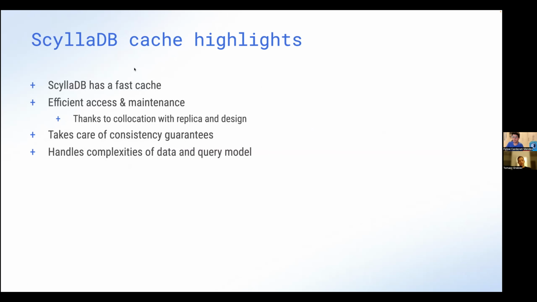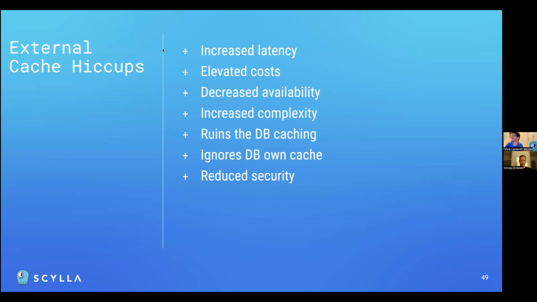So to sum up, Scylla has a fast cache, which is optimized for reads. And due to collocation of data in the cache on the same CPU, it's maintained efficiently and takes care of some various intricacies related to data model and query model, and takes care of all the consistency guarantees which ScyllaDB is supposed to provide. So an external cache doesn't have to deal with those. And that's all I had.